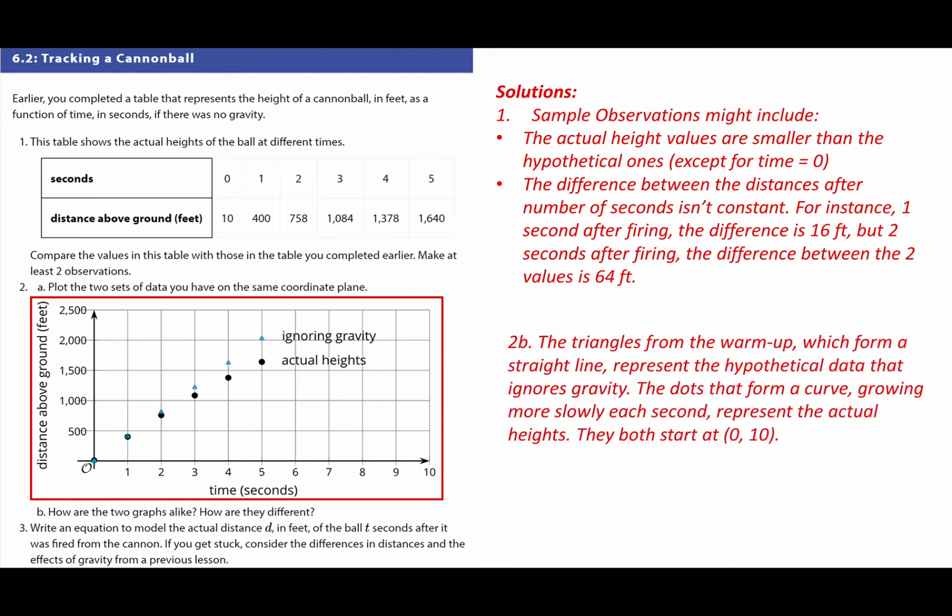The triangles in this graph, or the points from the warm-up, form a straight line, and they represent the hypothetical data that ignores gravity. The dots that form a curve, so these dots that are growing more slowly each second, represent the actual heights. Something in common, though, is that they both start at 0, 10.